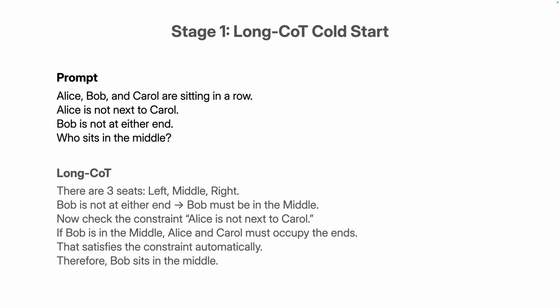And long chain of thought reasoning would reason through this problem like so. There are 3 seats: left, middle, right. Bob is not at either end, so Bob must be in the middle. Now check the constraint: Alice is not next to Carol. If Bob is in the middle, Alice and Carol must occupy the ends. That satisfies the constraint automatically, therefore Bob sits in the middle.